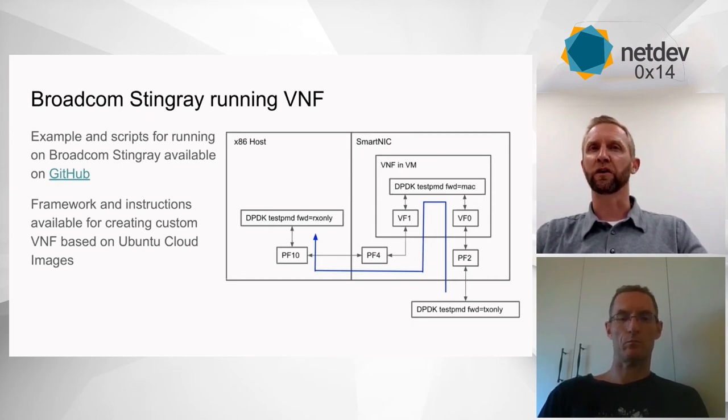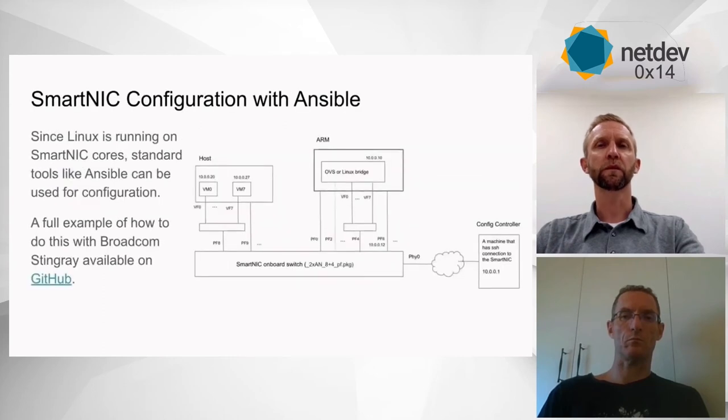So now, if you look at our x86 host that's listed here, we are freed up to do nothing but application development. So we can be sure, if our VNF is correct and is running on the SmartNIC, that it has filtered what we need to filter, and the x86 host is free to just host its applications. Additionally, we provided an example of being able to perform some simple SmartNIC configuration with Ansible. Again, standard Linux running, Ansible works great.